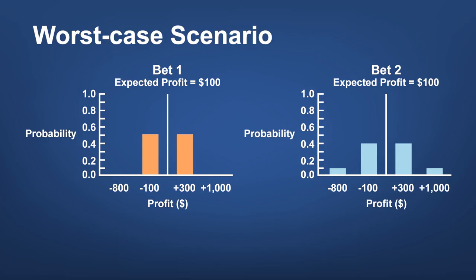The value at risk answers the question, where are my losses in the worst case scenario? For bet 1, we can lose at most $100, and for bet 2, it's $800. So, if we are worried about the worst possible outcome, then bet 2 is riskier.